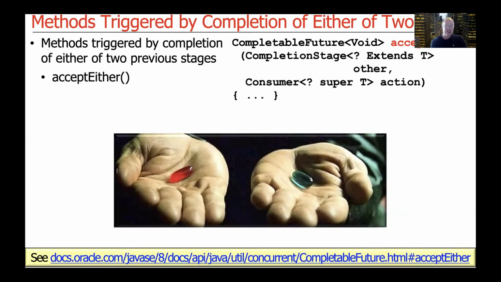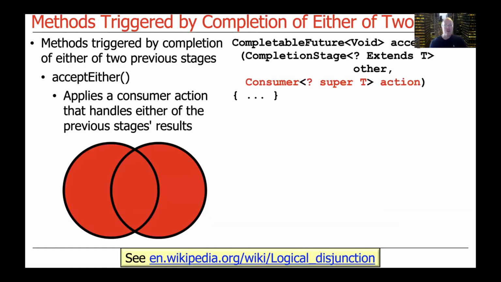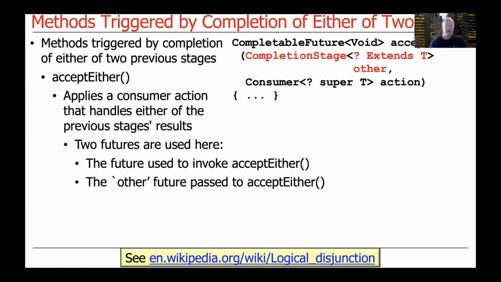So we're going to use two completable futures, which are going to be running asynchronously in the background. And whichever one finishes first, we're going to pick that one. And then that's going to take the result that we'll continue to process. So you can basically have a view in your head of a logical OR operation, logical disjunction, where the consumer action that's passed in here will handle either of the previous stage's results, whichever one finishes first.